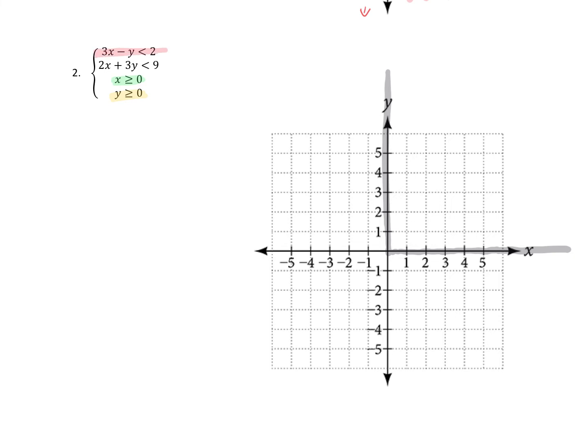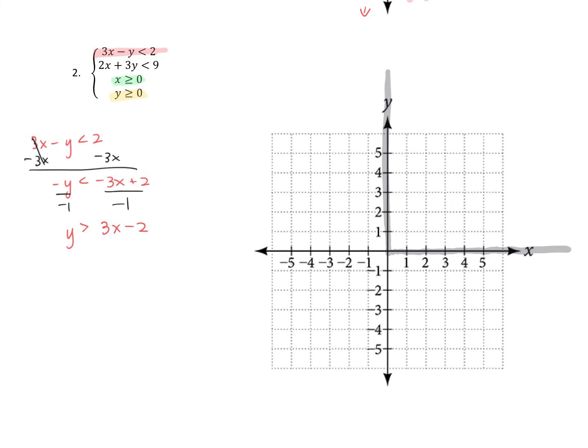So what's in red, the first inequality, I need to get the y by itself. That's my first step. So I have 3x minus y is less than 2. So I would start by subtracting off 3x from both sides. And so that would give me negative y is less than negative 3x plus 2. And then I need to get rid of the negative in front of the y, so divide everything by negative 1. And that's going to give me y is now greater than 3x minus 2. So remember, if you divide by a negative, you flip the inequality symbol. Okay, so there's my first linear inequality.